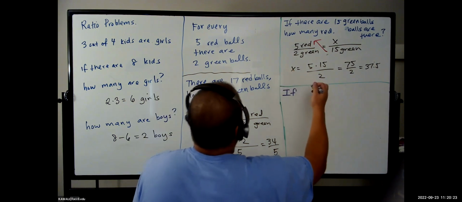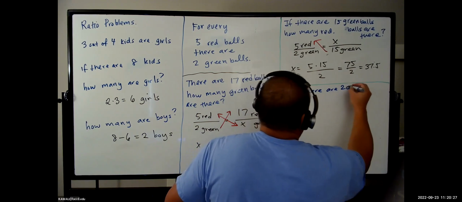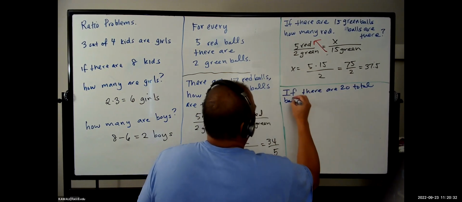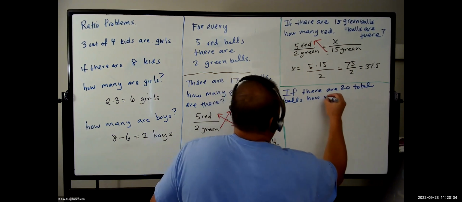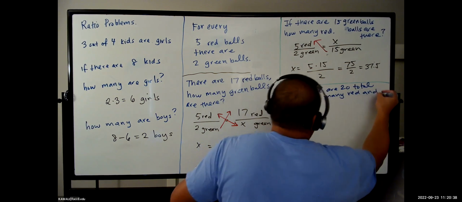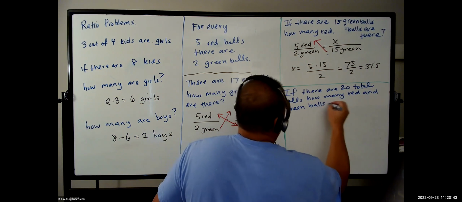Okay. So if there are 20 total balls, how many red and green balls are there?